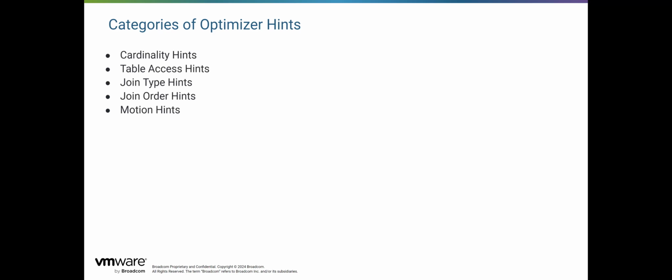Correct. So table access hint is the same thing I mentioned before about saying, hey, I want an index scan here, I want a bitmap index scan here, or I don't want an index scan. So those kinds of hints. Then the third one is join type. You can say, I don't want to do a merge join, I want to do a hash join. So you can have those join type hints. With the join order hints, you can specify exactly how you want the join order to be done. And the motion hints are how you say, I don't want you to broadcast, and I don't want you to redistribute, or I do want you to broadcast or redistribute. So those are the kinds of hints that we want to do.